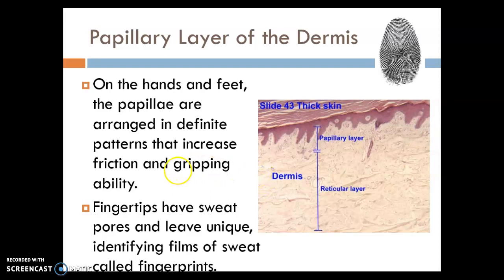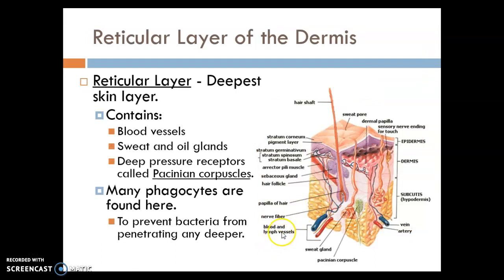On the hands and feet, the papillae are arranged in definite patterns, and that's what causes our fingerprints. You do have prints on your feet and toes also, but fingerprints have sweat pores and leave unique identifying films of sweat, called fingerprints. So that's what we use for identifying people in certain situations.